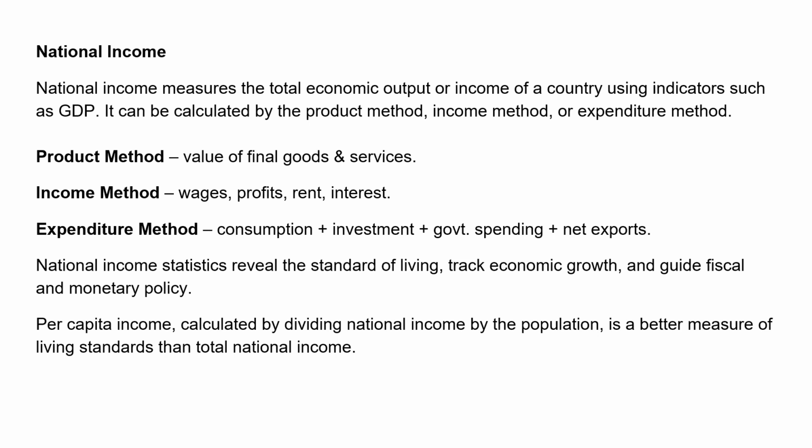So even if you sum all of these wages, profit, rent and interest, you will get the same value, with a slight error maybe. But this method of calculating the national income is called the income method. Third method is called the expenditure method. In the expenditure method, what you do is you add up the consumption, the investment, the government spending, and the net exports also. And the method of calculating the national income based on these things is called the expenditure method.